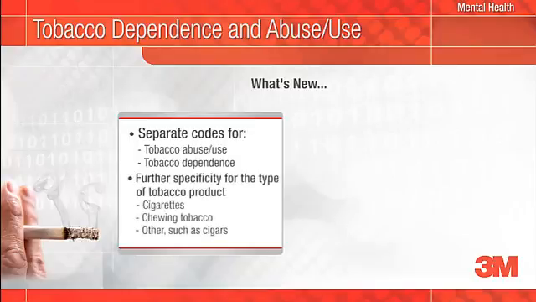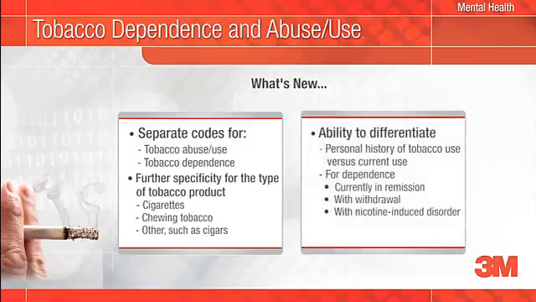Additionally, further specificity is provided in ICD-10 for the type of tobacco product dependence, as cigarettes, chewing tobacco, or other, for example, cigars, so this should be documented as well. Your documentation should differentiate between current abuse or dependence versus a person who no longer uses tobacco. Starting in 2002, the number of former smokers has exceeded the number of current smokers.